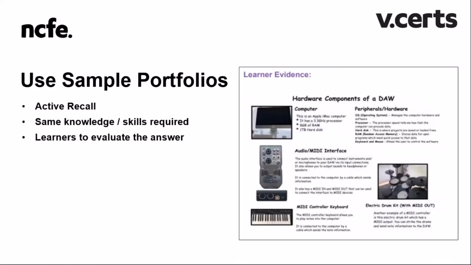So in this example, I've got a level 2 pass example for music technology of a learner going through the hardware components of a digital audio workstation. And you could get learners to actually analyze that piece of work, decide what is good, what needs improvement, maybe even what grade they think they would give it, and add to and improve that model answer. Learners could also then, to add an extra layer to it, swap their evaluations with each other, compare what they've put and discuss them.